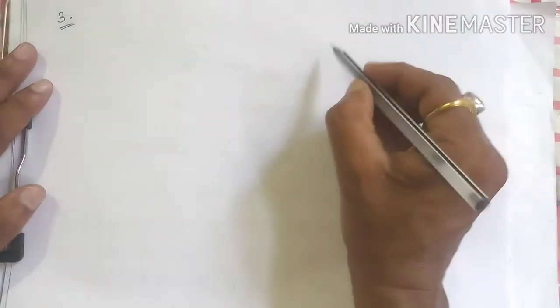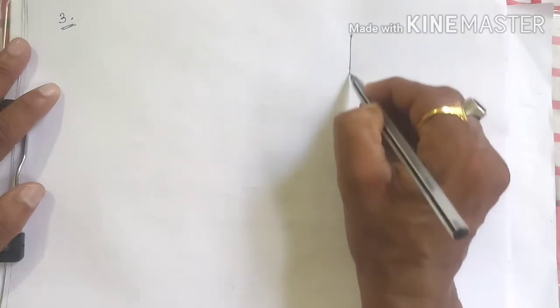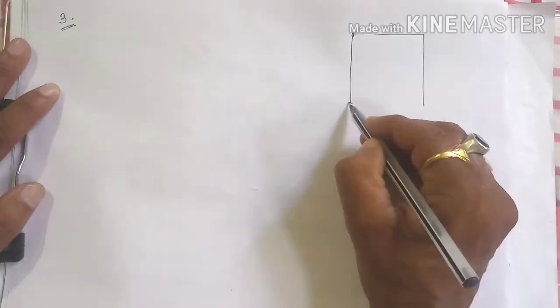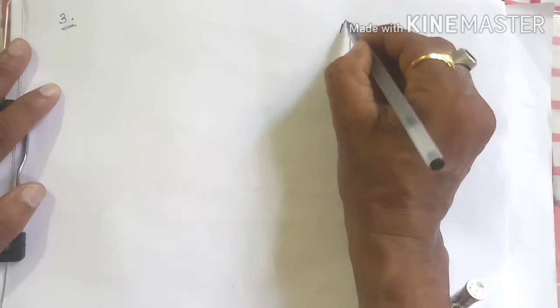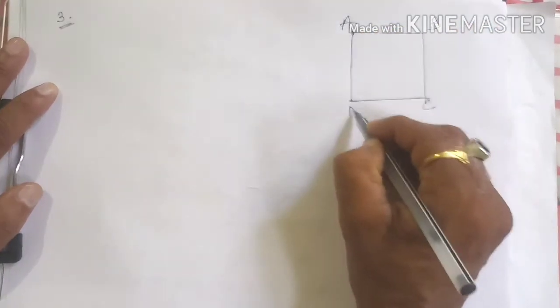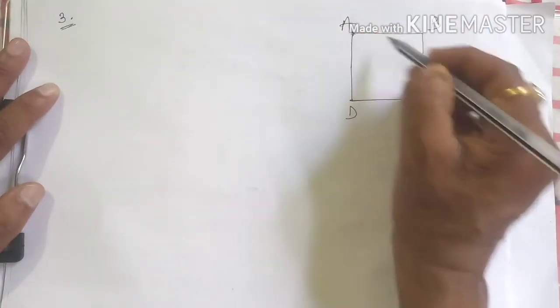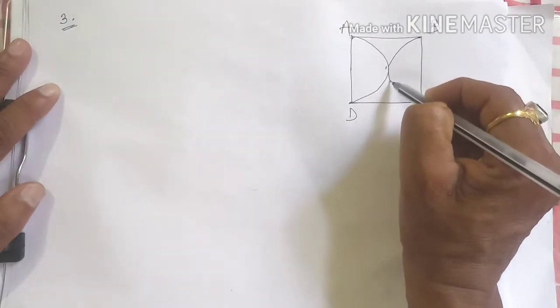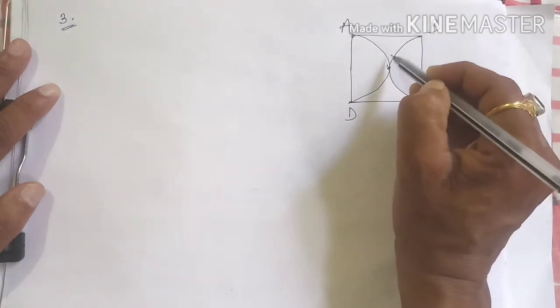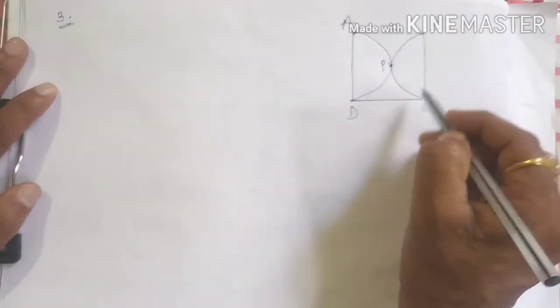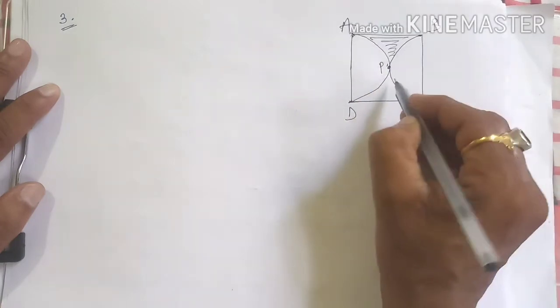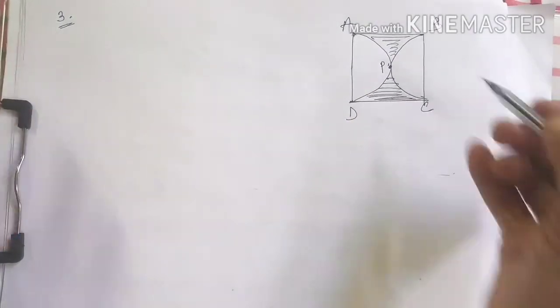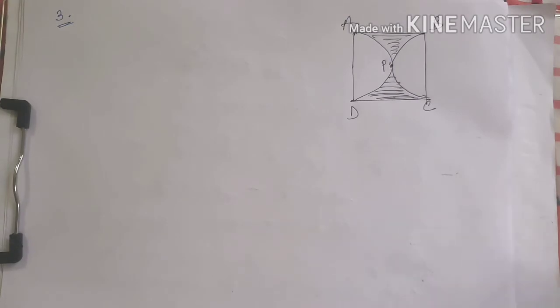Here you see a square is there, named ABCD, and 2 semicircles are there which just touch at the point P, and the shaded region is this section. These sections are the shaded region, and you have to find the area of this shaded region. Very interesting. Find the area of the shaded region.